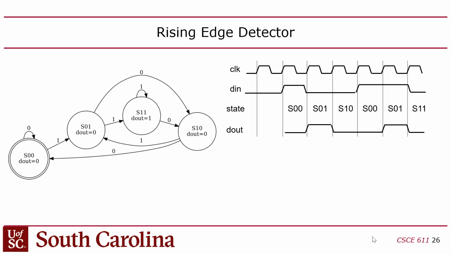Make sense? So what's happening here is that, again, 1 cycle after that rising edge, I get a pulse here. 1 cycle after that rising edge, I get a pulse here. Any questions?